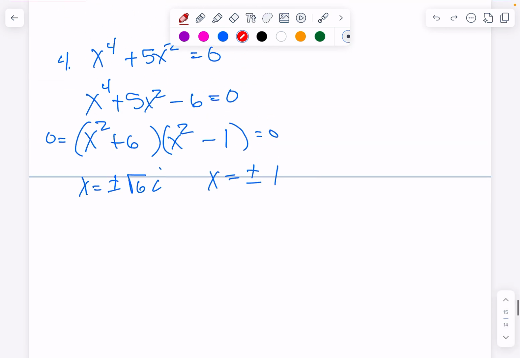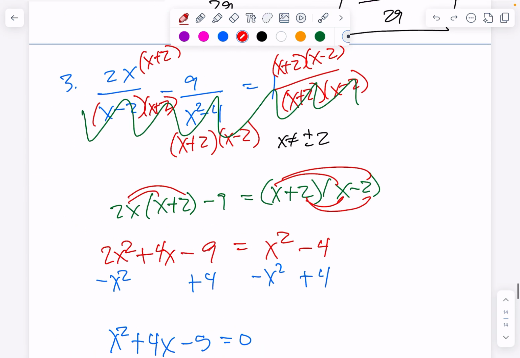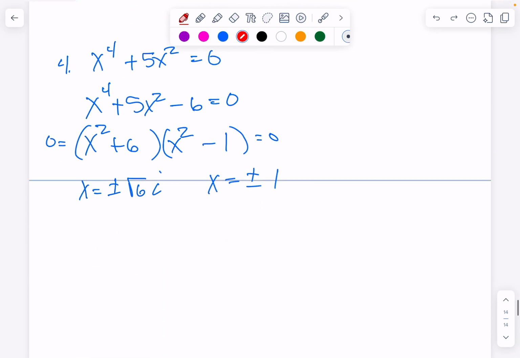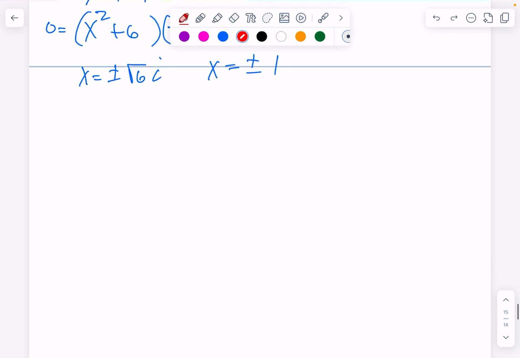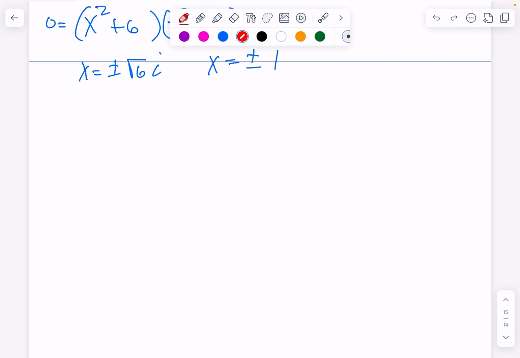Okay, number 5. So every one of these quiz questions, every single one of them is a CBE question. We'll talk about it in a second. We'll talk about the CBE schedule for this week.